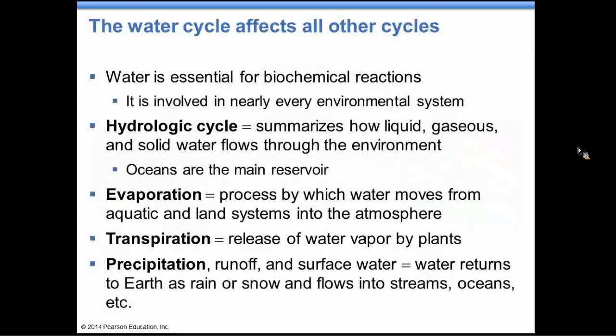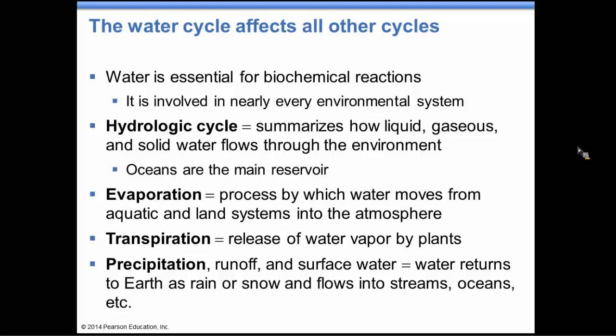And human activity has influenced certain fluxes, and the water cycle is one that we're going to talk about first, and it affects all other cycles. Water is the central medium for most biochemical reactions. The water cycle or hydrologic cycle summarizes how water in liquid, gaseous, and solid forms flow through our environment. The oceans are our main reservoir, and it holds 97% of all water on Earth. Less than 1% of our planetary water is even usable by humans.